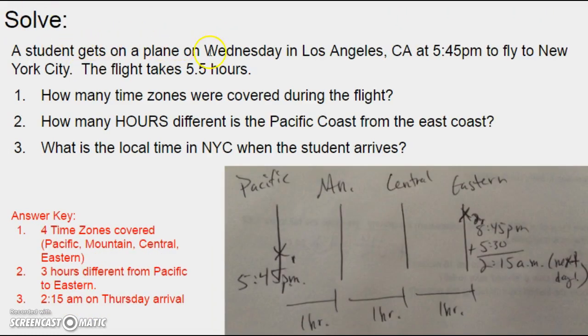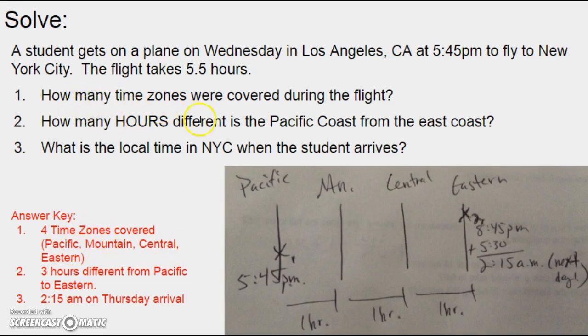Here I've got a student who gets on a plane on Wednesday in LA, California, 5:45 p.m. to fly to New York City. The flight takes 5.5 hours. Well, how many time zones were covered? Well, if I look at the picture, they go from the Pacific to Mountain to Central to Eastern. So we're really talking about 4 time zones: Pacific, Mountain, Central, and Eastern.